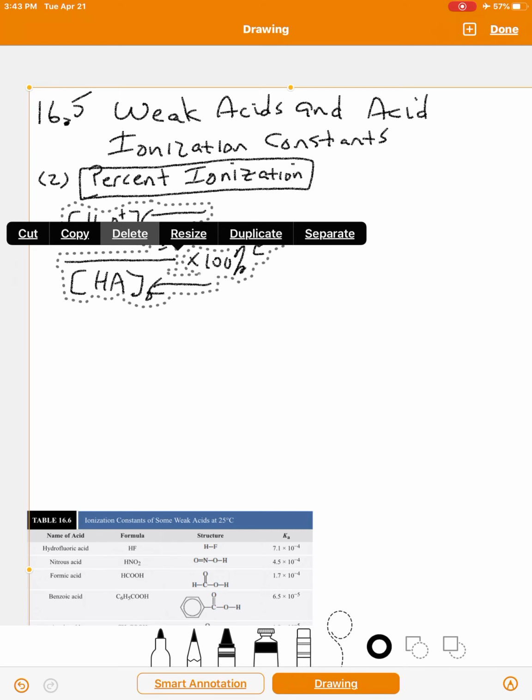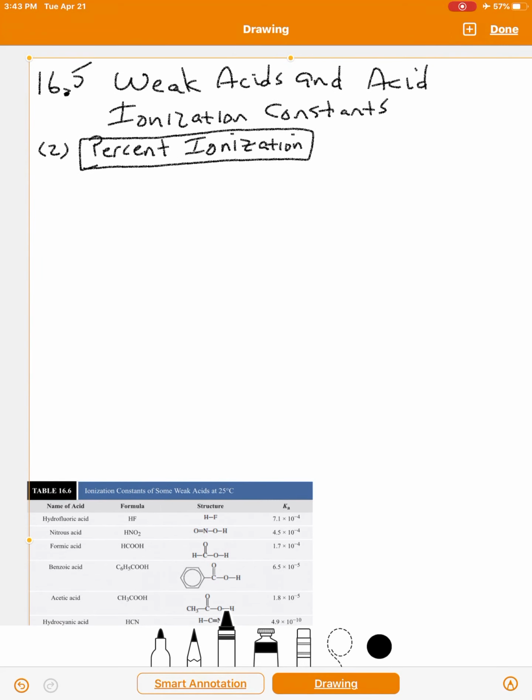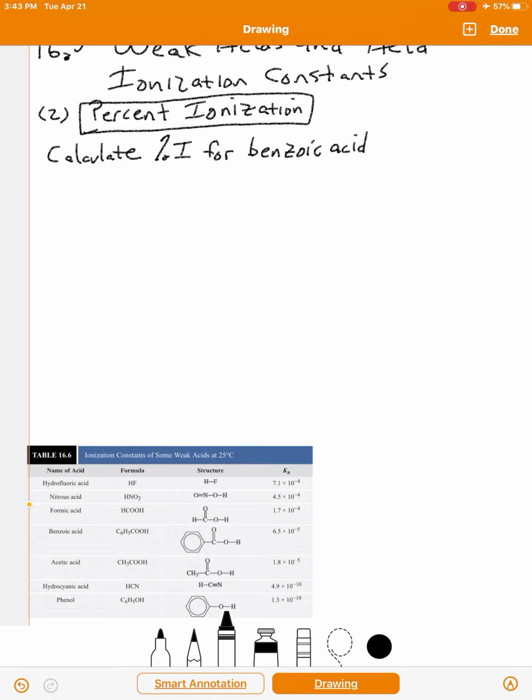The one we're going to use is acetic acid with a concentration of 0.1 molar. So let's calculate the percent ionization, percent I I'll call it, for benzoic acid. I'm doing the problem right out of your textbook. And if you look at the table, benzoic acid is right in the middle, 6.5 times 10 to the minus 5. So it has a Ka of 6.5 times 10 to the minus 5.